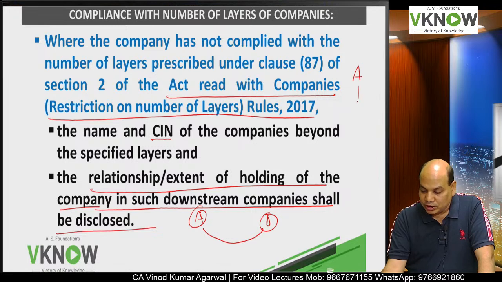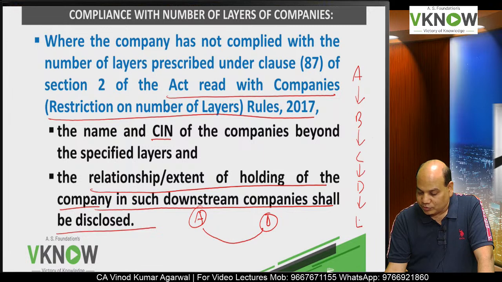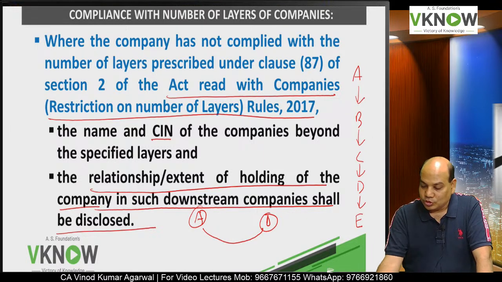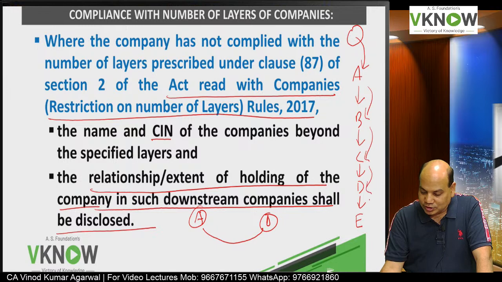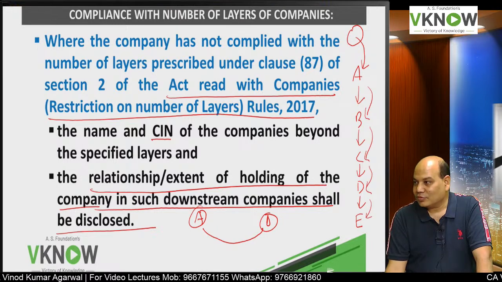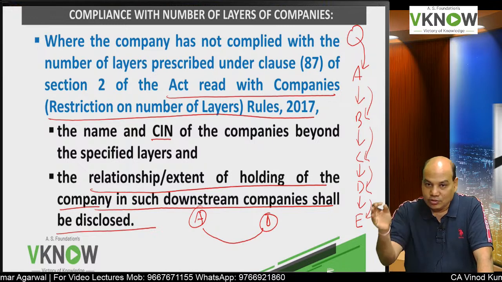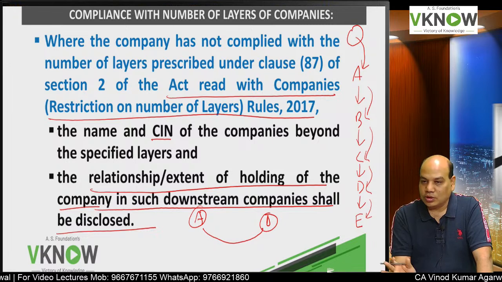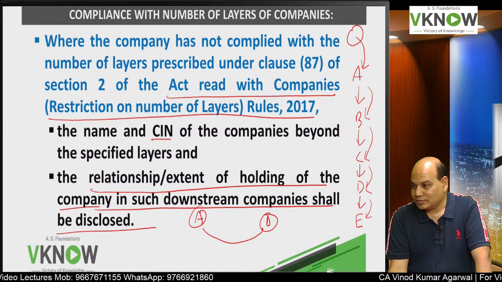If there are too many layers of companies, it becomes very difficult to track the activity of the company. You are the investor, you invest in A, A invests in B, B in C, C in D, D in E. So we really don't know where my fund is, and sometimes they are located in different countries also. That leads to a lot of activities which should not have happened.